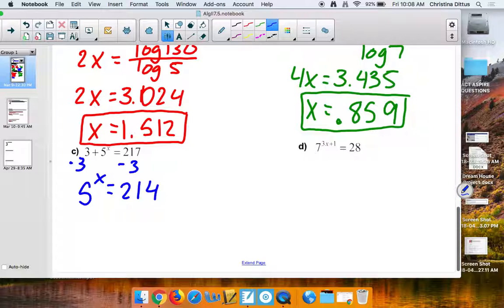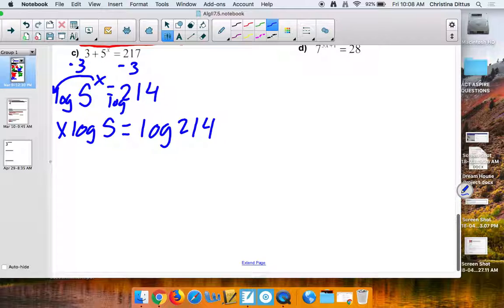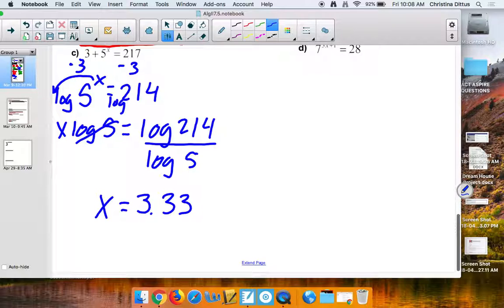Is 5 to some power 214 nice? No, so what do I gotta do? Take the log of each side. What happens with my exponent? x log 5 equals log 214. And last thing to do? Divide by log 5. So x equals 3.33.